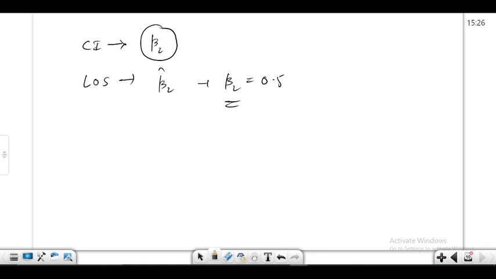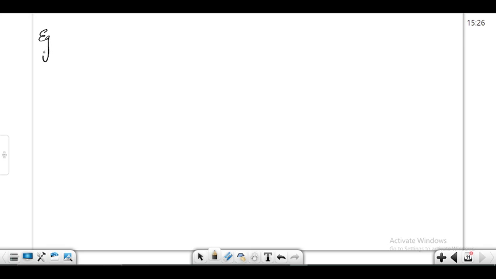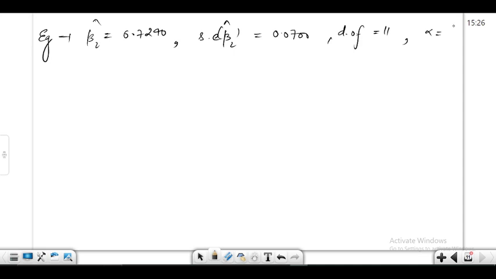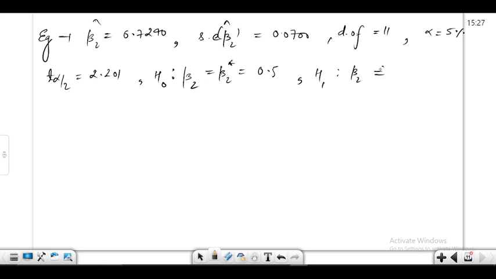So suppose there's an example where beta 2 hat is equal to 0.7240, standard error of beta 2 hat is equal to 0.0700, degrees of freedom is equal to 11, alpha is assumed to be 5%, t alpha by 2 is 2.201, H naught says that beta 2 is equal to beta 2 star, which is equal to 0.5, and H1 says beta 2 is not equal to 0.5. So this is a two-tailed test.